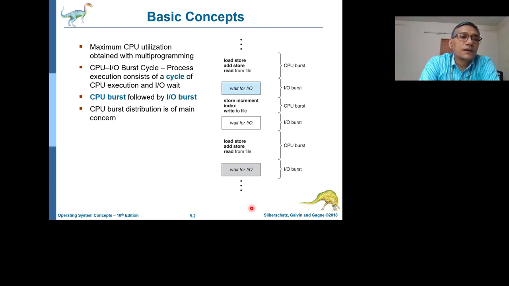Now here there are two cycles that are possible: the CPU-I/O burst cycle. Process execution consists of a cycle of CPU execution and I/O wait. So it is a computation cycle or an I/O cycle. The CPU burst distribution is of main concern, because we need to utilize the CPU to its fullest potential. There is a sequence of CPU bursts and I/O bursts that can take place in the normal load-store instruction execution flow.